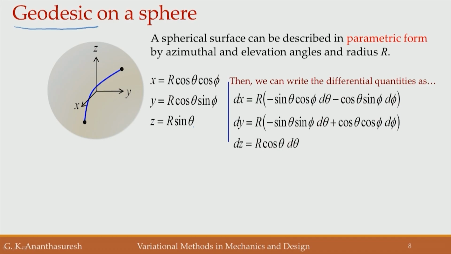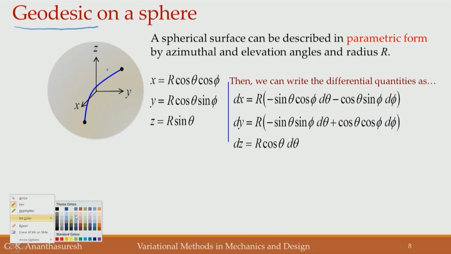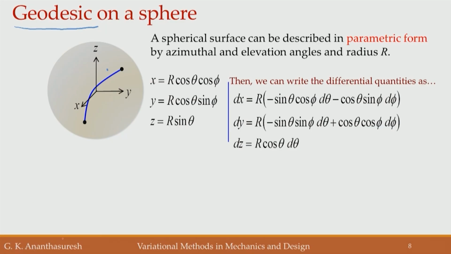So, here theta will be the elevation angle, phi will be the azimuthal angle, meaning that if I take any point, let us say a point over here, let me change the color so that this blue and that blue do not mix. Okay. If I have a point there and I project that point onto the xy plane, this will be the angle phi that we are taking.